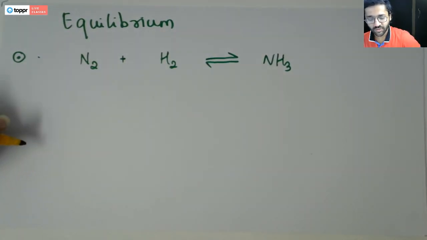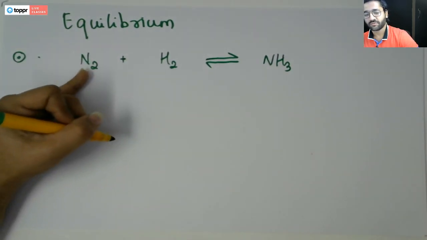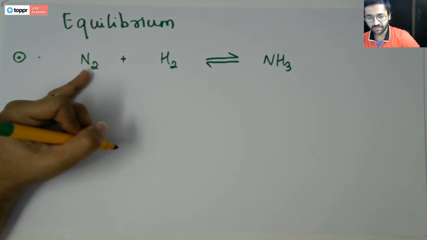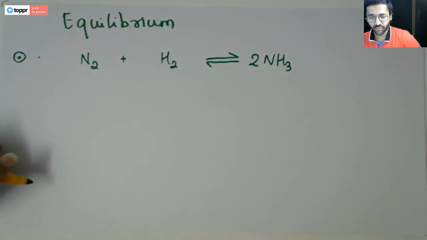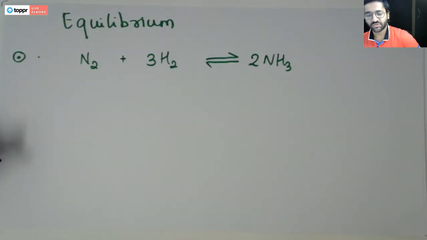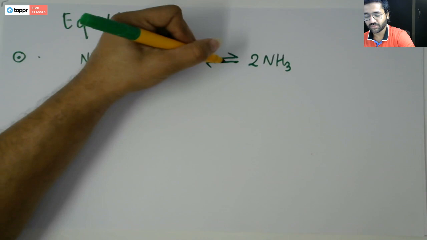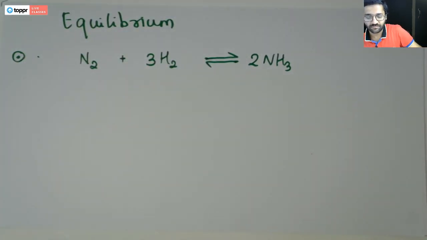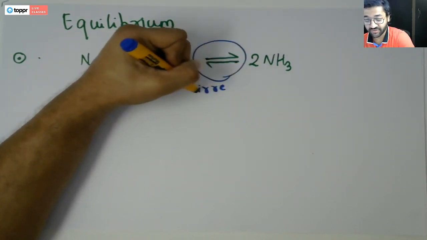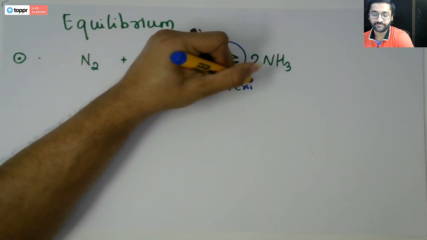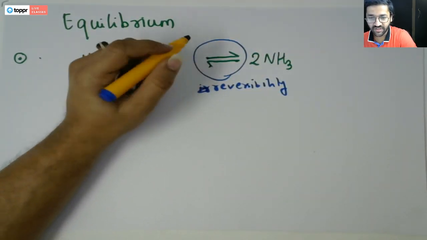here this equation is not balanced obviously, so we need to balance it. Since we have 1 mole of nitrogen which has 2 atoms of nitrogen, here we'll have 2 moles of ammonia, and similarly we'll have 3 moles of hydrogen. So the symbol that we use here is a symbol of reversibility. So this symbol denotes reversibility.